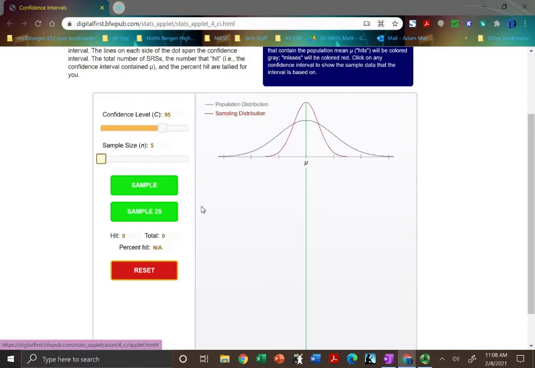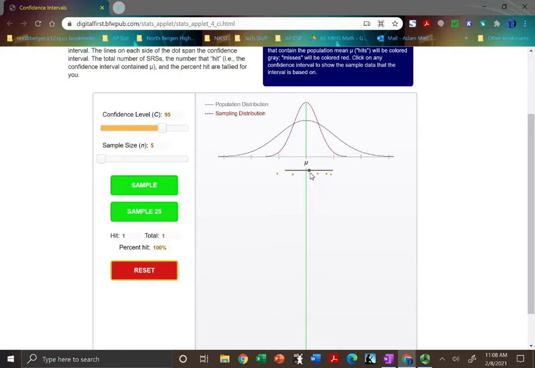Remember, what we're doing in this case is we have a sample, and then we're going to infer to a whole population. So this is just regarding the sample. We have a sample size of 5, and we're going to press Sample right now. All right, so we have one confidence interval right here.